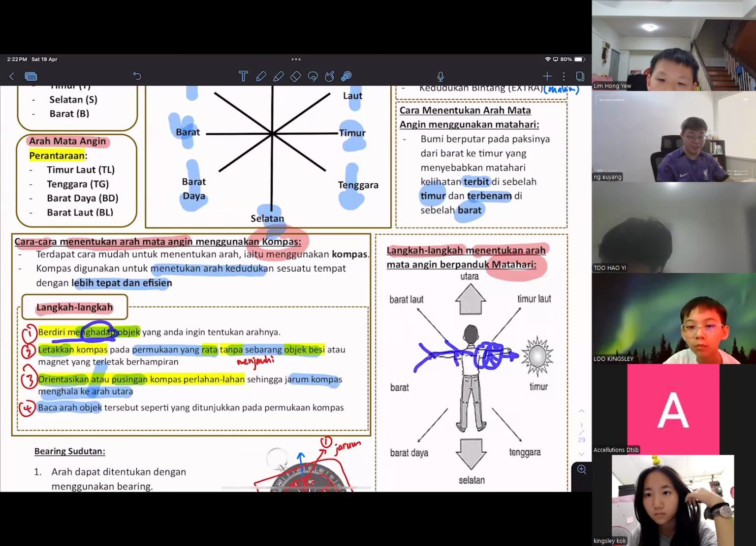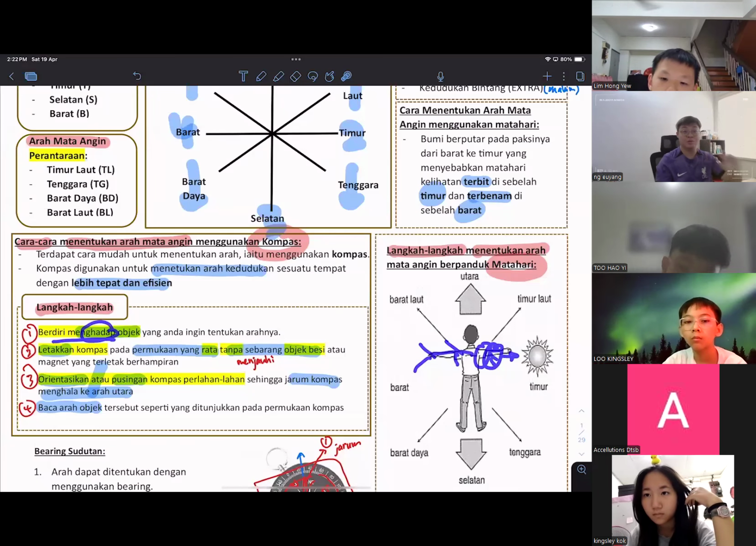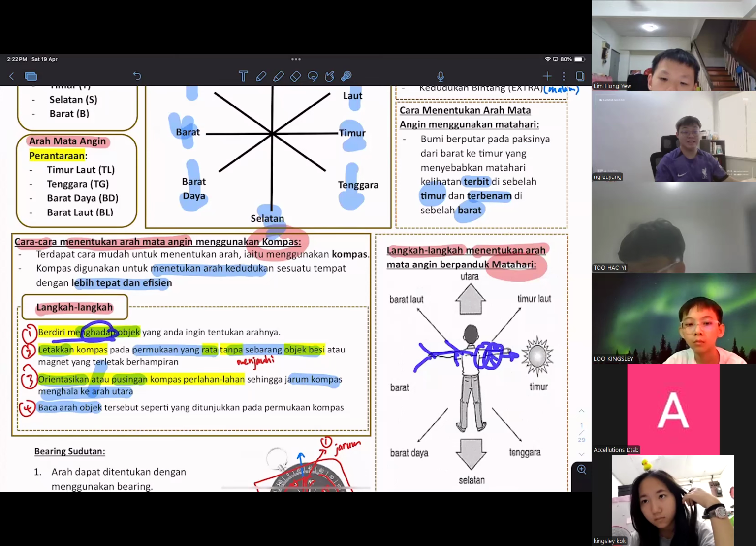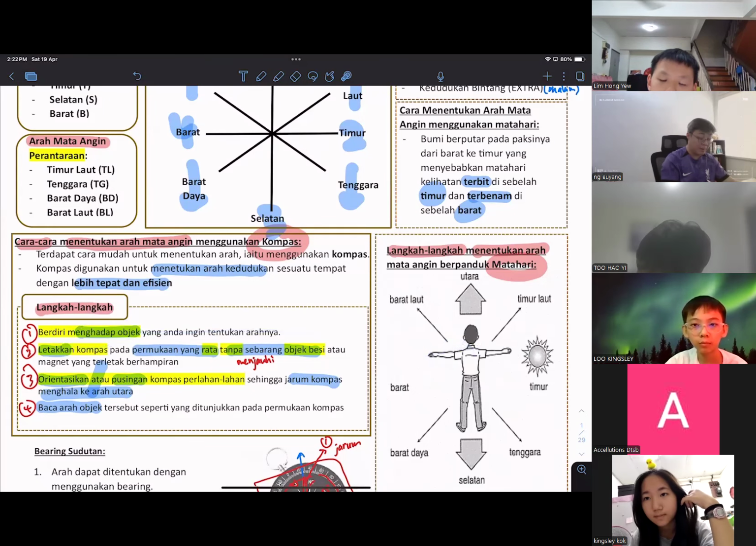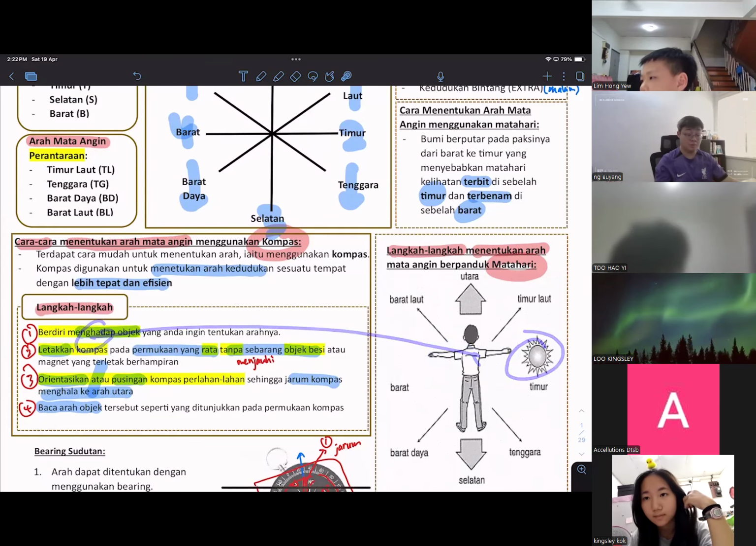Okay, because I'm trying to mention his name, I can try to offend the 2 Kingsleys in this class here. Hi, Kingsley Cock and then Kingsley Lu. Okay, so remember, usually your exam is going to be menghadapi object, which is you have menghadapi your sun. Okay?